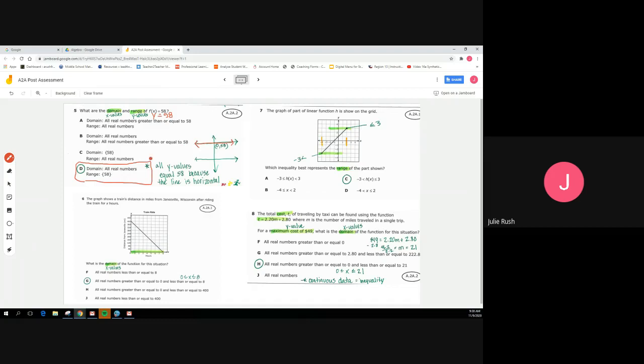And then my domain is all real numbers because I have an arrow on both ends of my function and it's extending infinitely to the left and to the right.